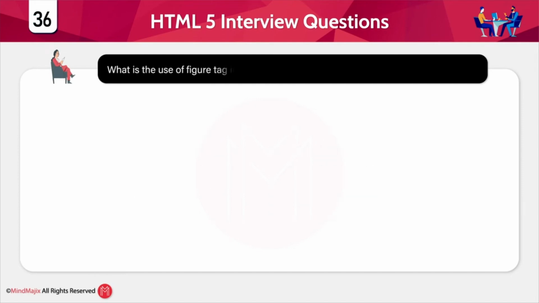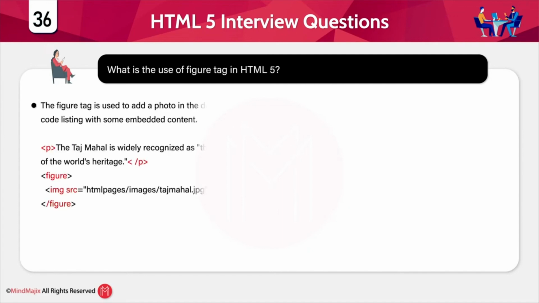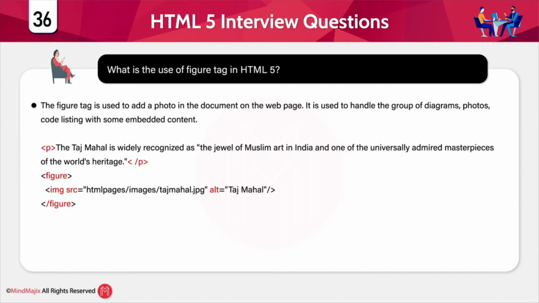What is the use of the figure tag? The figure tag in HTML is used to add a photo in the document on the web page, and to handle a group of diagrams, photos, code listings, and similar embedded content. Here is a paragraph tag, and within it the figure tag. This is how the image tag allows us to add a photo. This is the photo.